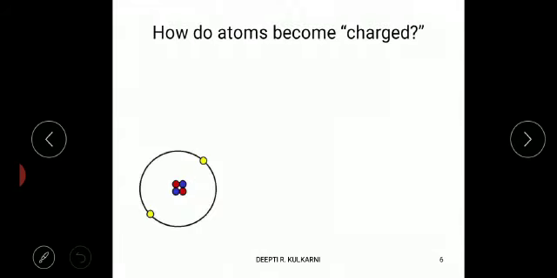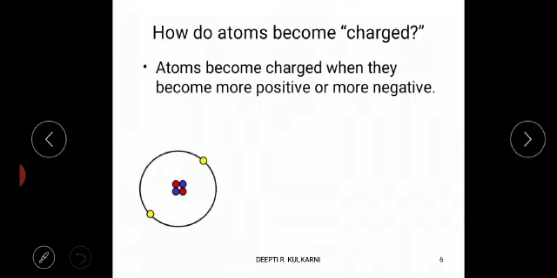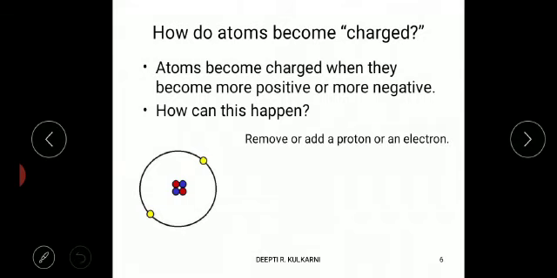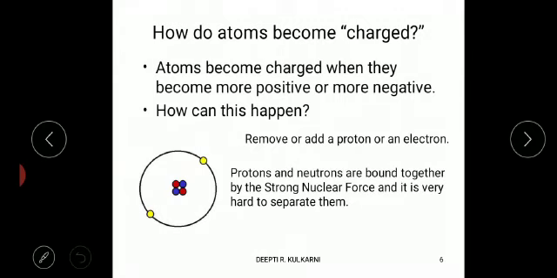How do atoms become charged? Atoms become charged when they become more positive or more negative. How can this happen? By removing or by adding a proton or an electron. Protons and neutrons are bound together by the strong nuclear force, and it is very difficult to separate them. Electrons are always revolving around the nucleus, so they can be easily removed.